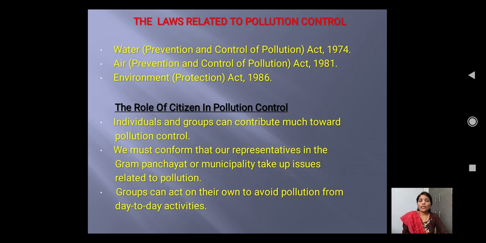There are some laws related to pollution control, and it is the need of the day to control the pollution problem. In controlling that pollution problem, what is the role of the citizen? Individuals and groups can contribute much towards pollution control. We must ensure that our representatives, in the Gram Panchayat or municipality, take up issues related to pollution. Groups can act on their own to avoid pollution from day-to-day activities. Our role as human beings is to take a step towards tree plantation, water conservation, conserving wildlife, avoiding the use of plastics, limited use of vehicles, a no-vehicle day once a month, and use of lower decibel sound for DJ systems. These are the main roles played by human beings in controlling pollution.